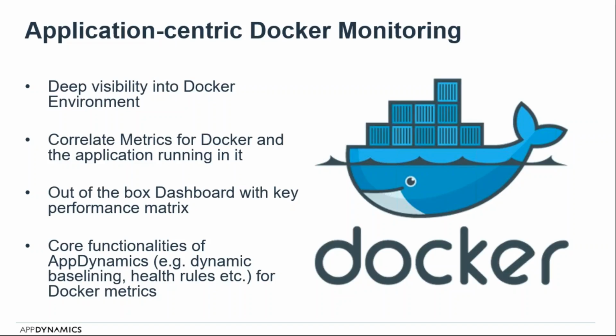But the way we are helping is, you can visualize and see the transactions, you can see the slow transactions, you can get the baselining, and we also have Docker monitoring solutions where you can get deep visibility into Docker infrastructure metrics. You can correlate them with the applications that are running on top of Docker. And again, the core functionalities of AppDynamics, and I'll show you in a second, baselining, health rules, all of that are applicable to Docker metrics as well.